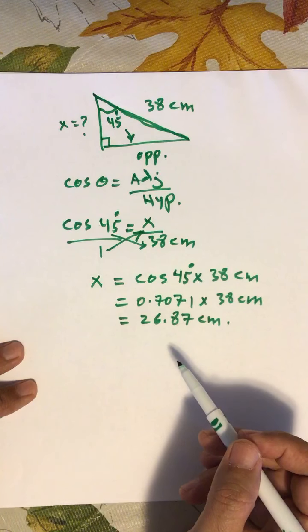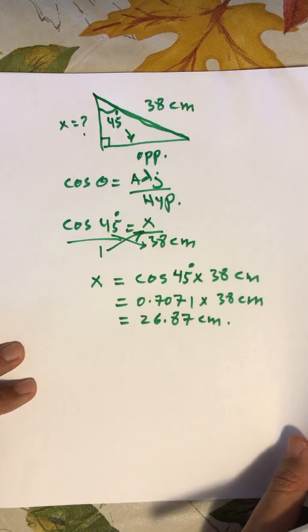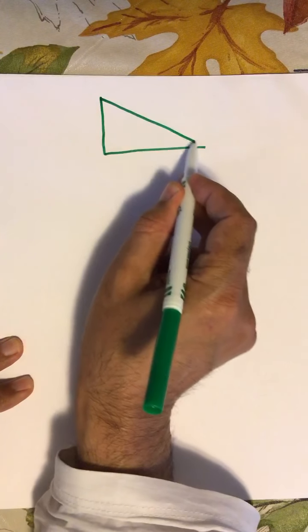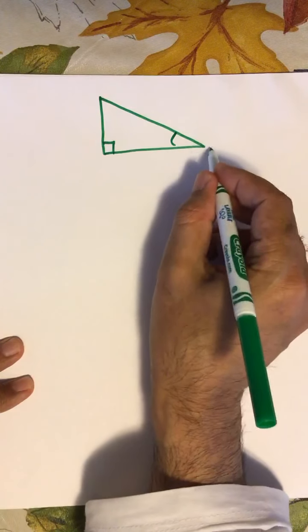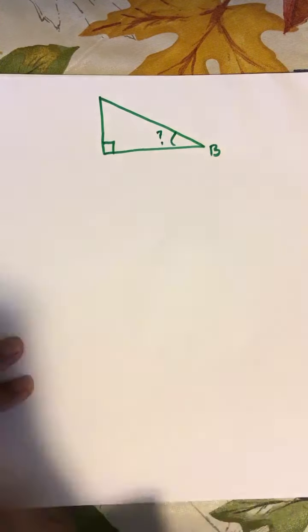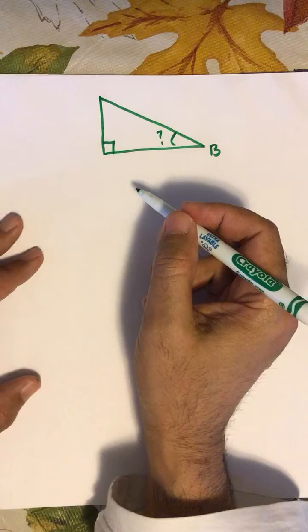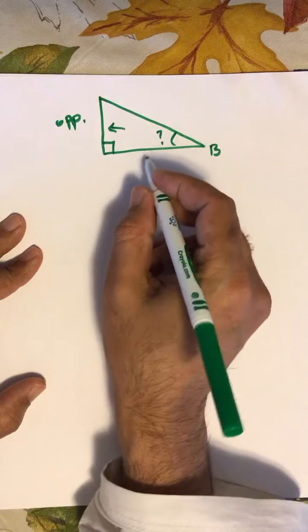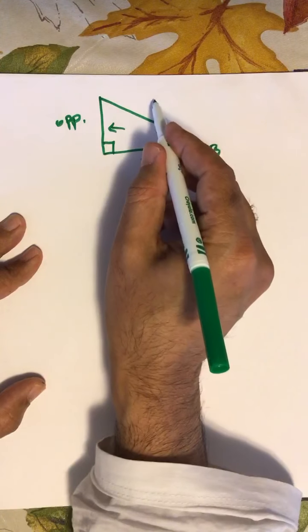Now I'll also teach you how to find a missing angle using the cosine ratio. So this is another right triangle with a 90 degrees angle. Let's say we are asked to find angle B. Then adjacent and hypotenuse should be given if you're asked to find using cosine. This is the opposite side. Let's say adjacent is 18 centimeters and hypotenuse is 29 centimeters.